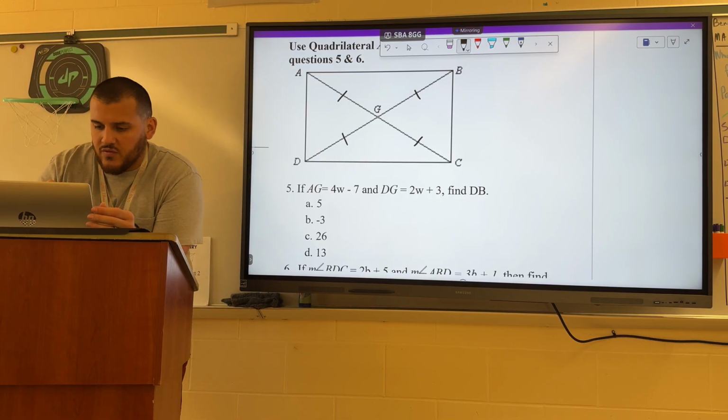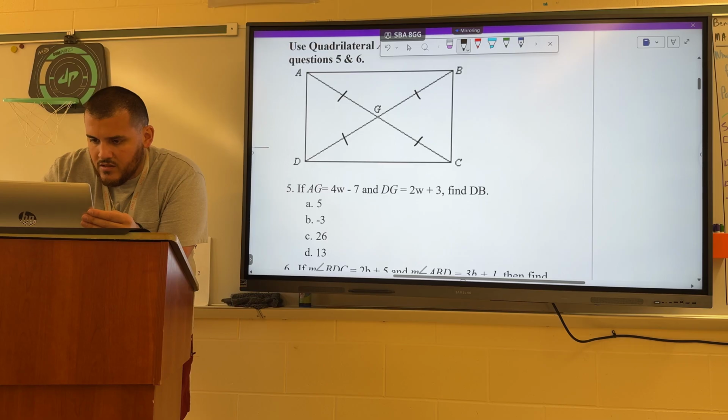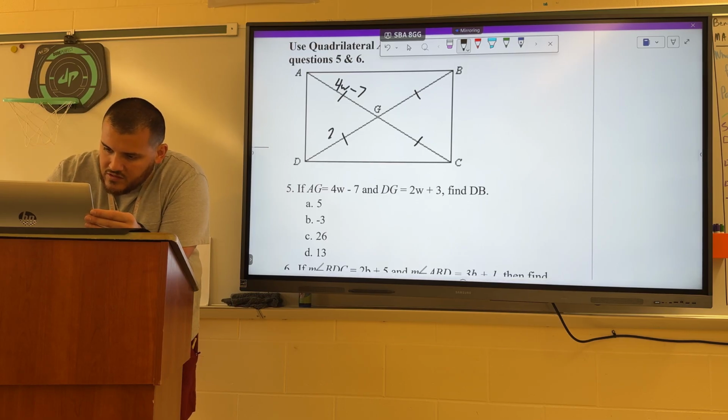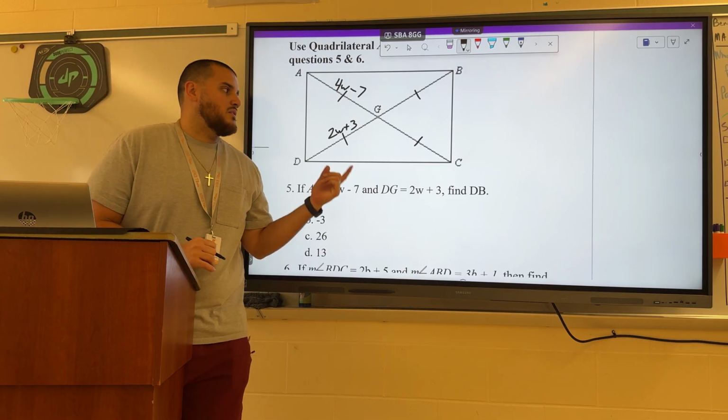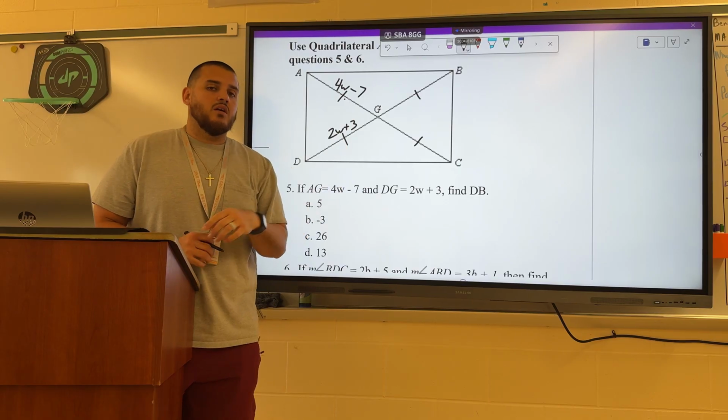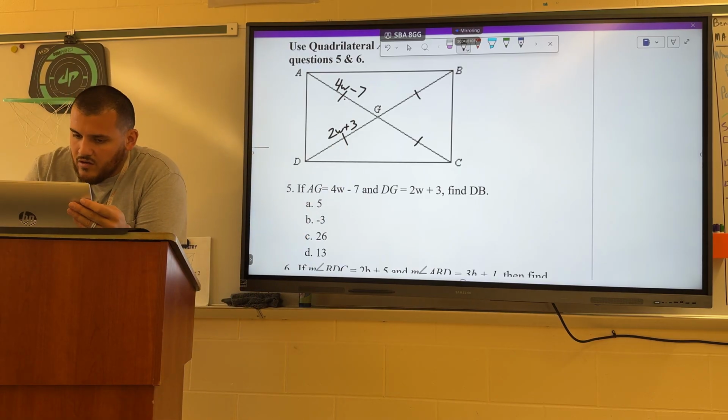We're told AG is 4W minus 7, so 4W minus 7 right there. DG is 2W plus 3, so 2W plus 3 right there. And even though they're on different diagonals, as we just discussed, these pieces have to be congruent to each other. So we can solve for W by setting 4W minus 7 equal to 2W plus 3.